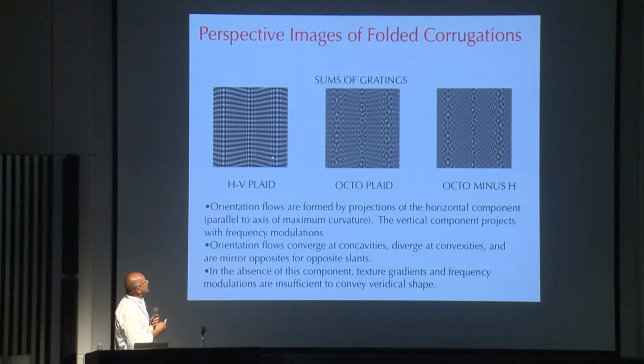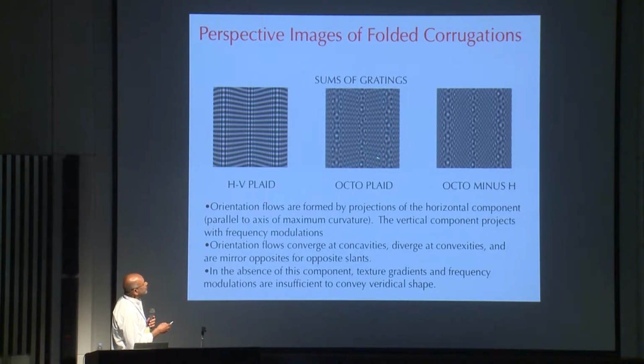So the first question that comes up is, do you see the shape because you need all of this? Do you just need the vertical ones? Because there were people thinking that it was the frequency gradient that was doing it. Or do you need the horizontal ones? So here is the octotropic plaid with 8 sets of gratings. And again, you should be able to see a concavity in the center with 2 convexities.